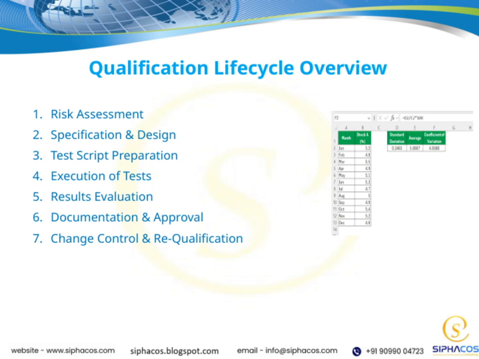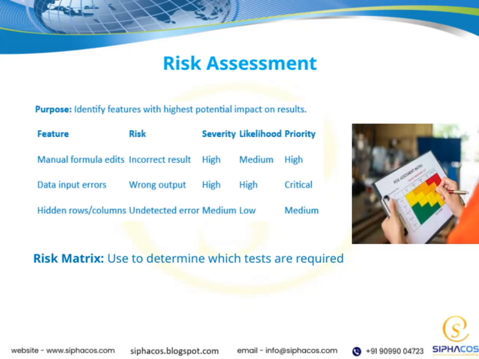This entire life cycle is essential for ensuring quality and reliability throughout the product's life. Let's take a closer look at the risk matrix and how it's used to determine which tests are necessary. Essentially, this tool helps us evaluate different risks by considering both the likelihood of an event occurring and the potential impact it could have. By mapping these factors, we can prioritize testing efforts more effectively.